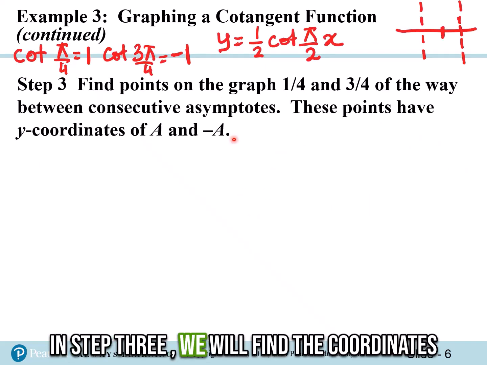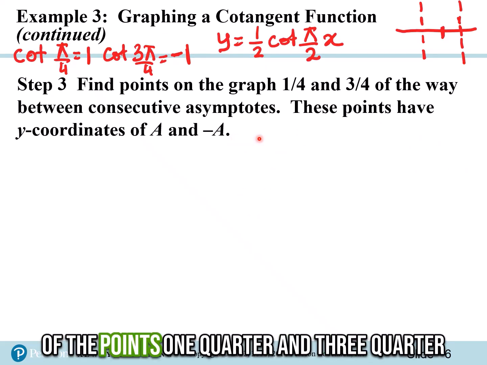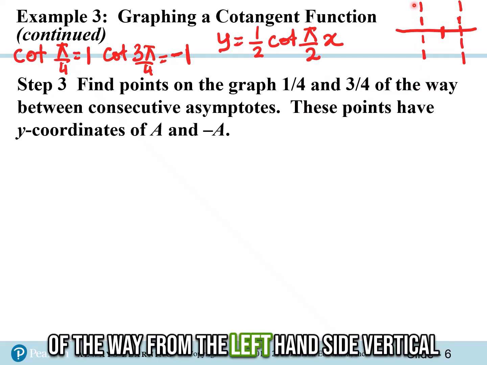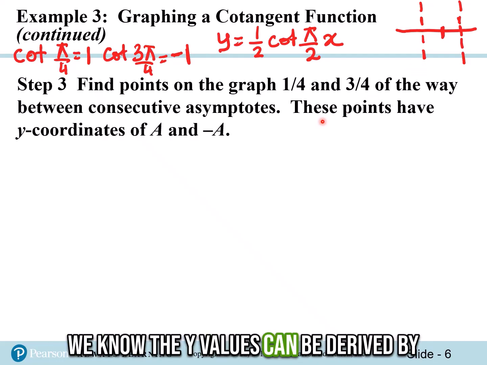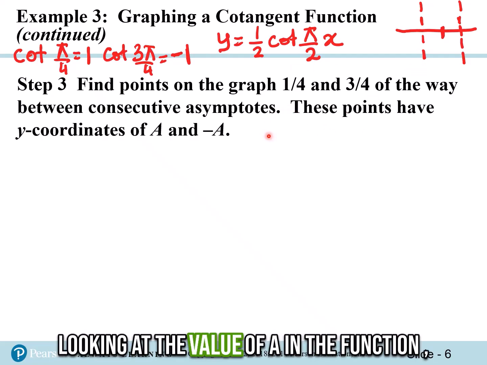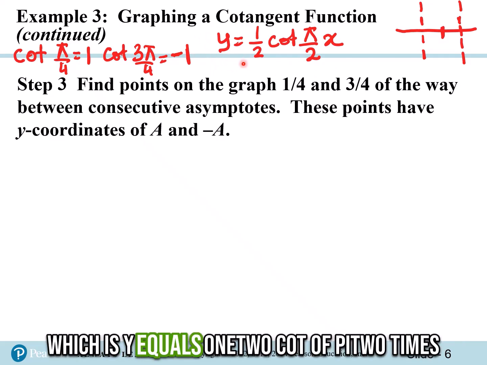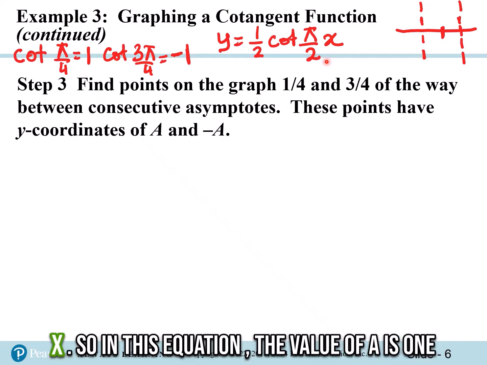In step 3, we will find the coordinates of the points 1/4 and 3/4 of the way from the left-hand side vertical asymptote of the cotangent function graph. We know the y values can be derived by looking at the value of a in the function, which is y equals 1/2 cot of pi over 2 times x. So in this equation, the value of a is 1/2.